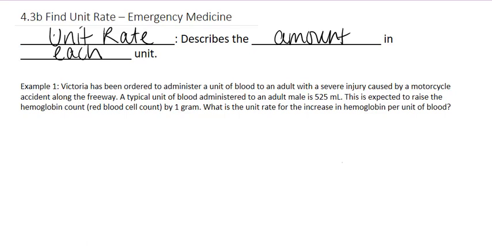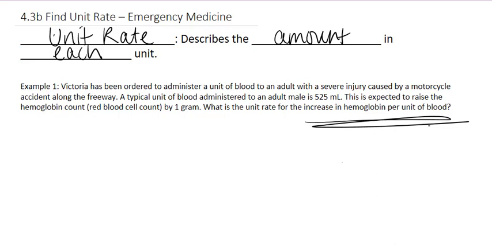Victoria has been ordered to administer a unit of blood to an adult with severe injury caused by a motorcycle accident along the freeway. A typical unit of blood administered to an adult male is 525 milliliters. This is expected to raise the hemoglobin count, red blood cell count, by 1 gram. What is the unit rate for the increase in hemoglobin per unit of blood?